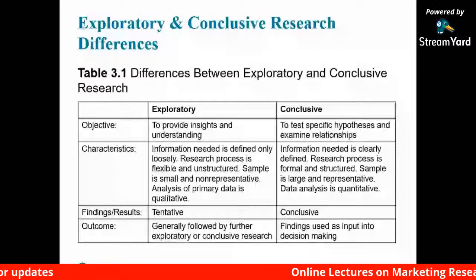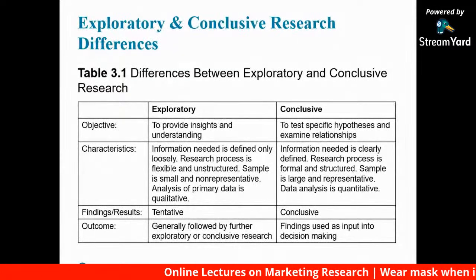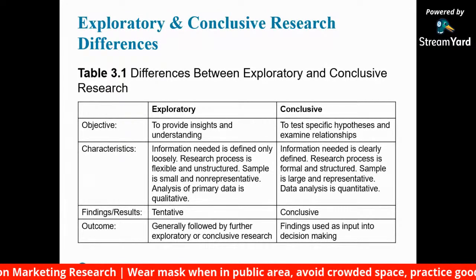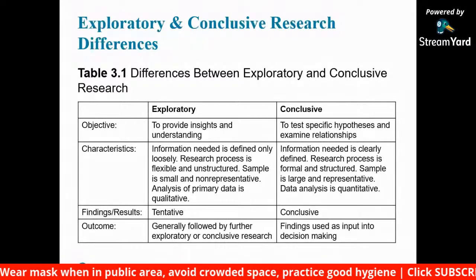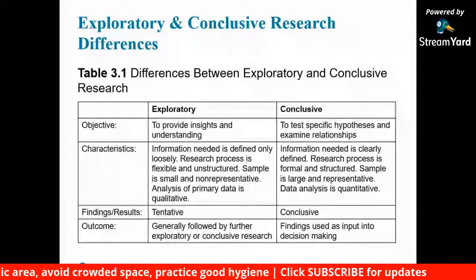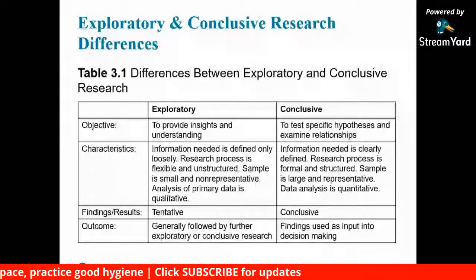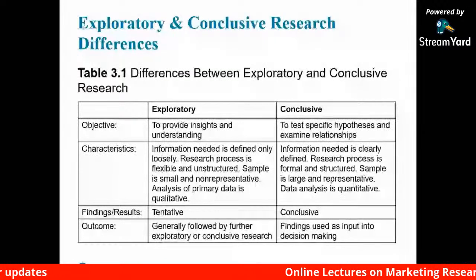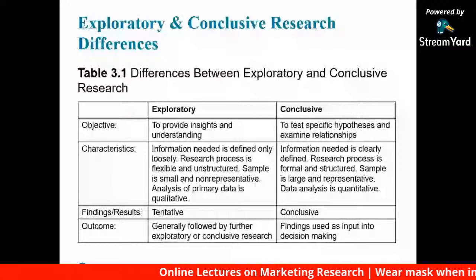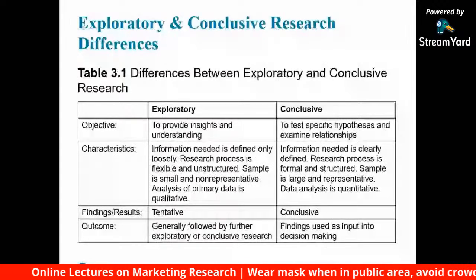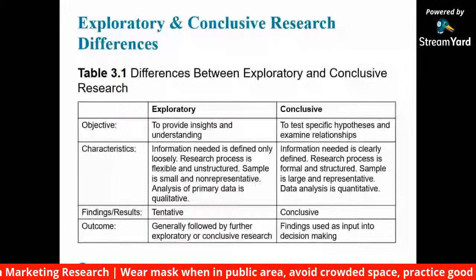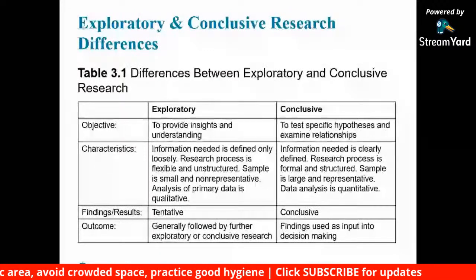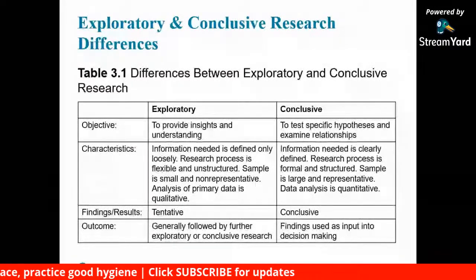Okay, so in conclusive, the characteristic of this research design is that the information is clearly defined. You have a structured and formal research process. The sample is also large, for sure compared to the exploratory. Okay, in conclusive, you have already described and precisely selected the sample, and most of the data collected and the analysis process are done quantitatively.